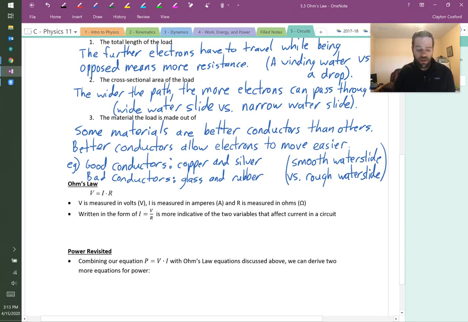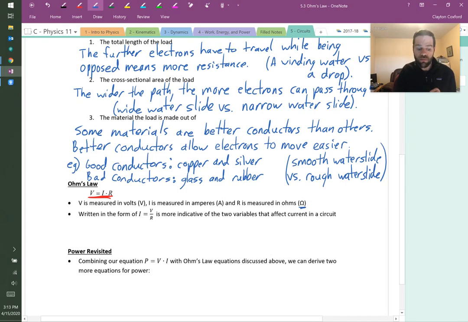How are they related? Well, here we have an equation that shows us how they are related. V is equal to I times R. Voltage is equal to current times resistance. V, voltage, is measured in volts. That's our unit. Current, I, is measured in amps or amperes. And R, our resistance, is measured in ohms. This symbol here is the little omega symbol.